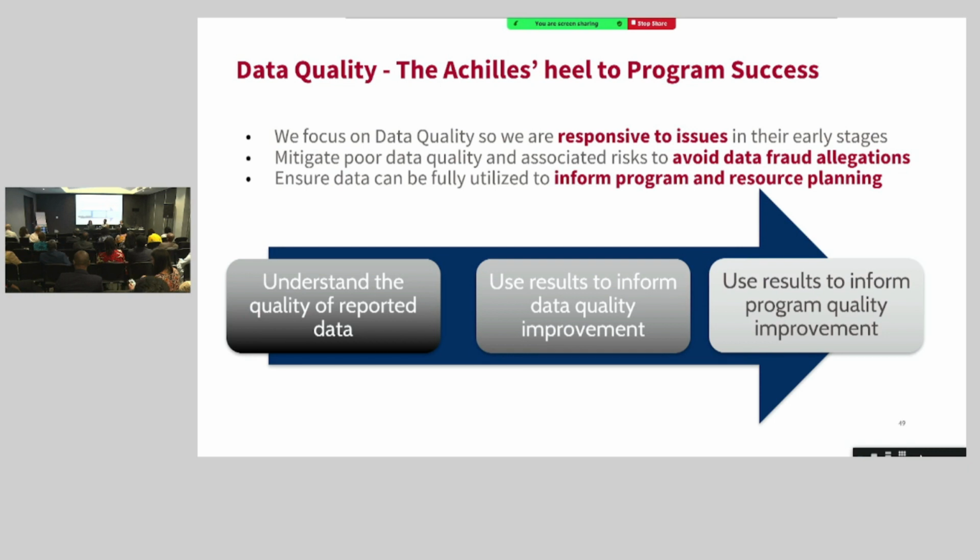Data quality is the Achilles heel to program success. When there's doubt about the data, and Ashiva mentioned this, when there's doubt about the data we collect and use for decisions, successes can be vulnerable. We focus on data quality so that we are responsive to issues in the earliest stages. We want to ensure that data can be fully utilized to inform program and resource planning. Poor data quality also runs the risk of data fraud allegations. If we understand the quality of the data reported, we can continually work to both improve data quality and also increasingly use those results to inform program quality improvement. Next slide, please.